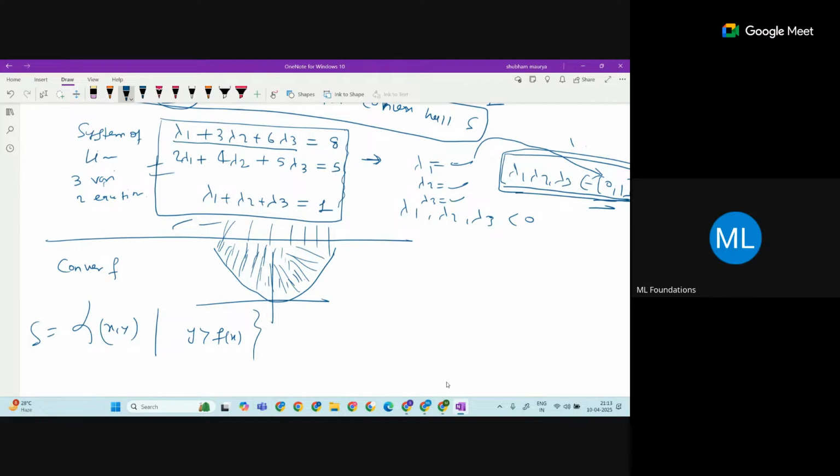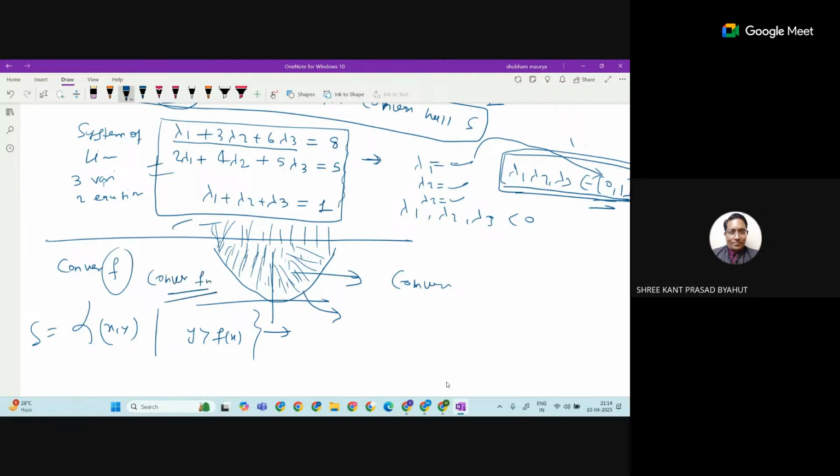The meaning of that graphically is this one. I am collecting all those points, which is this one. So not only this one, this set should be convex. If the epigraph is a convex set, then this function f is actually a convex function.